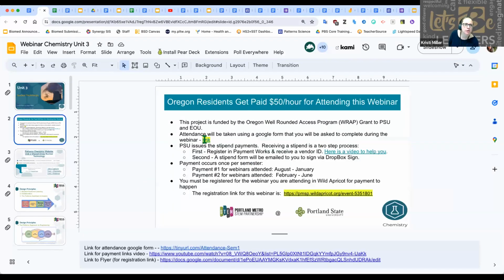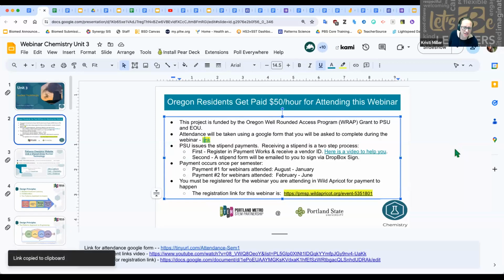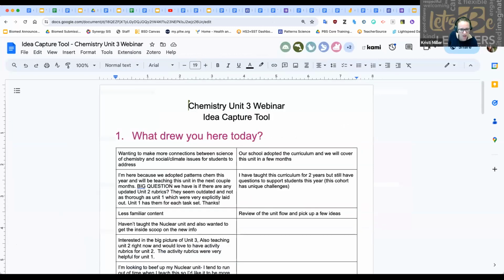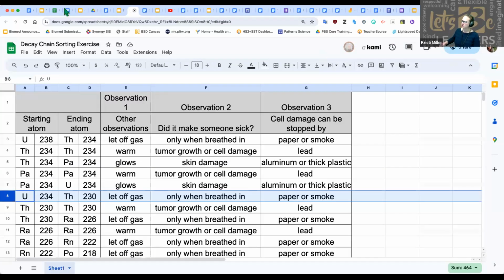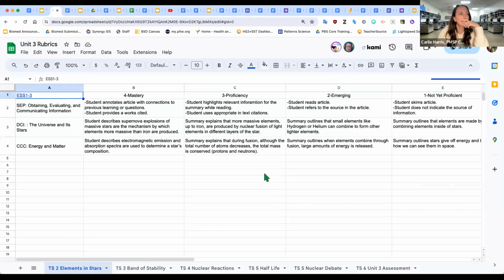Pam asked a question about the Unit 2 rubrics, and I think, Carly, tell me if this is your understanding too. We were able to get rubrics done in time for the Unit 1 webinar, but not Unit 2. So I think we just need to finish those up and get those posted. Is that your recollection? Yes, that is what I am remembering too.